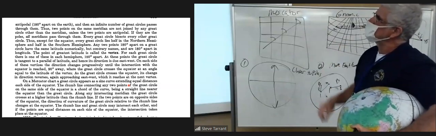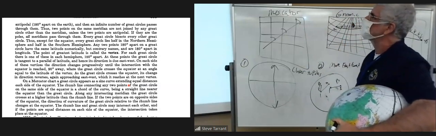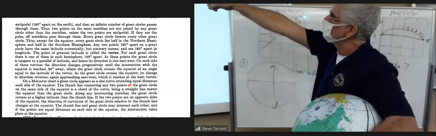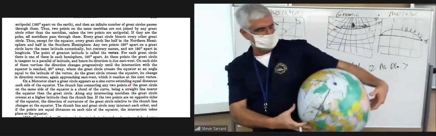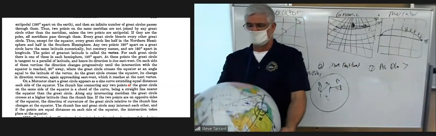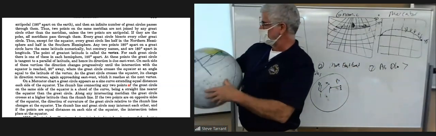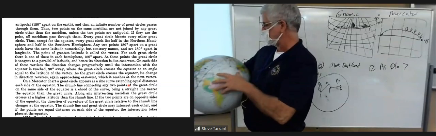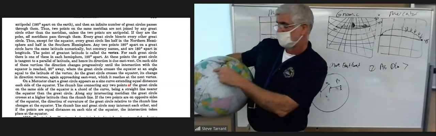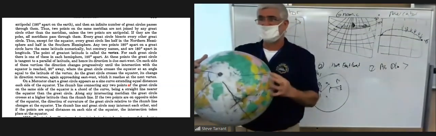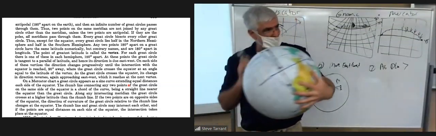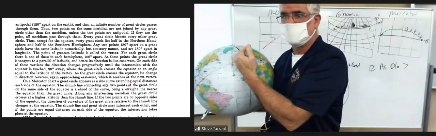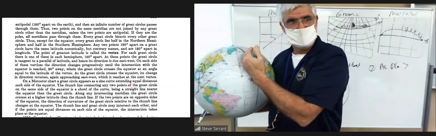Every great circle bisects every other great circle, thus except the equator, every great circle lies half in the northern hemisphere and half in the southern hemisphere. Here's this great circle. Half of it's in the northern hemisphere and half of it's in the southern hemisphere. And what's the maximum latitude called? Vertex. Okay, great.